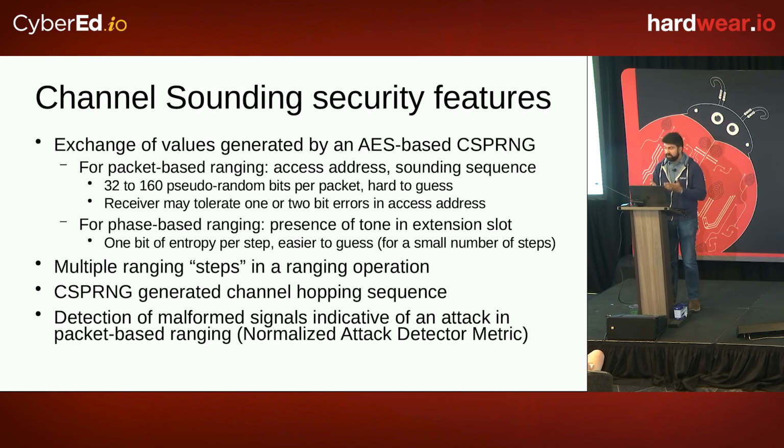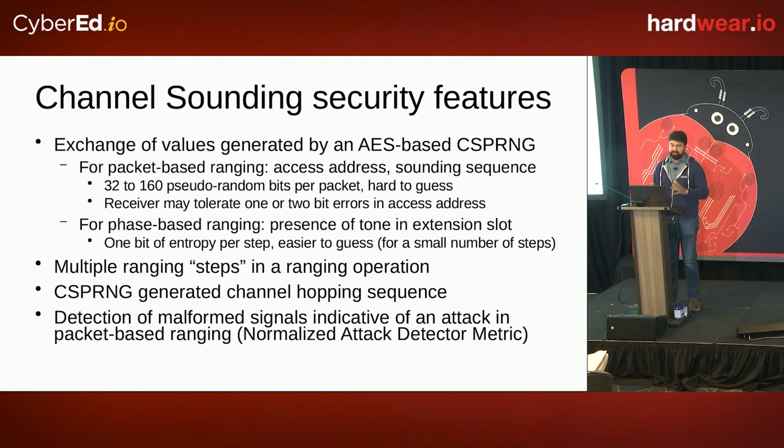So combined, you could have anywhere from 32 to 160 pseudo-random bits that an attacker would need to guess within a packet. And this is a good number of bits that's relatively unlikely to be guessed correctly within a small number of attempts. Generally, if you have multiple failures, then the connection will fail. So it's not like you can brute force through millions of possible access addresses and try to get it right. The connection will just not work.